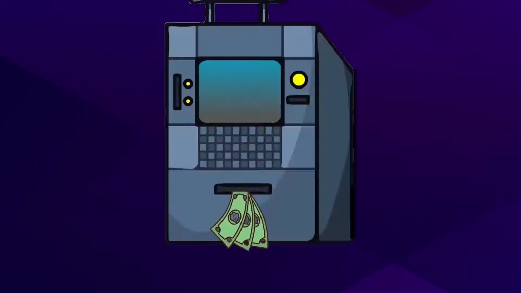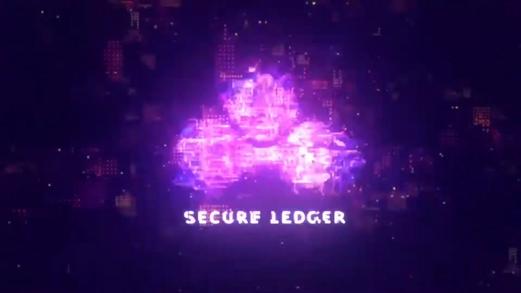So don't be afraid to step into the crypto world. Secure Ledger has got your back, not only yours, but of your loved ones too. Secure Ledger, making the crypto world secure.